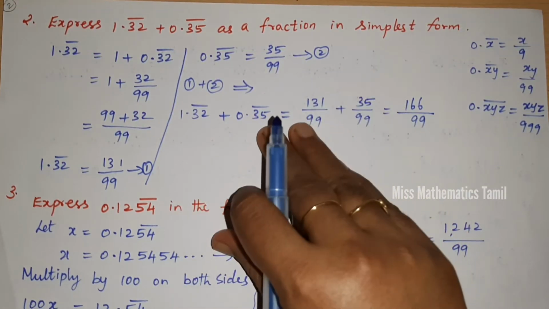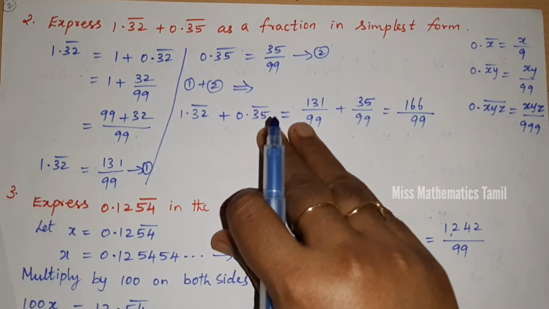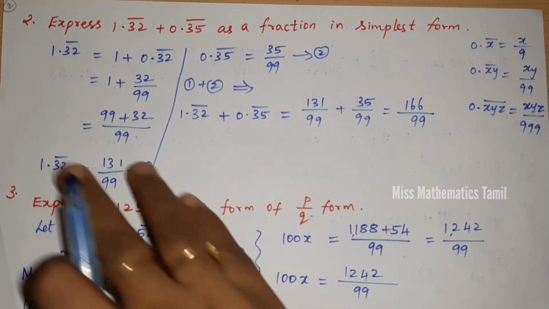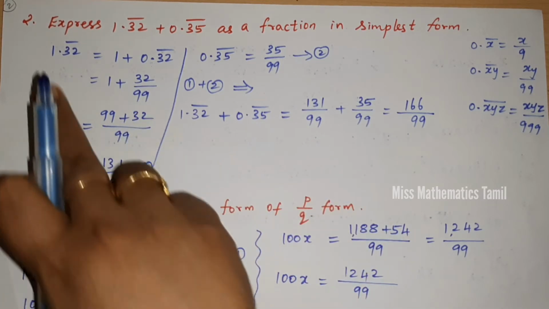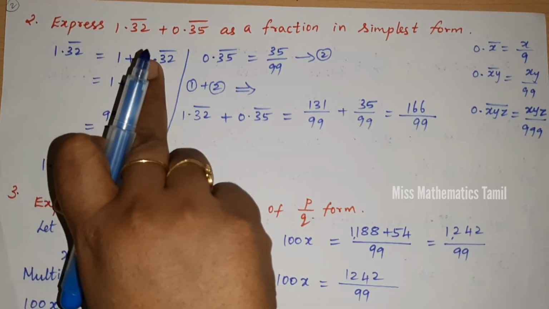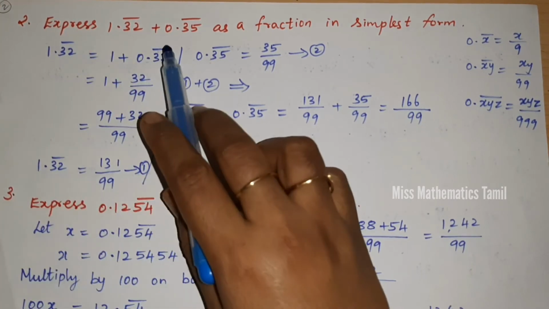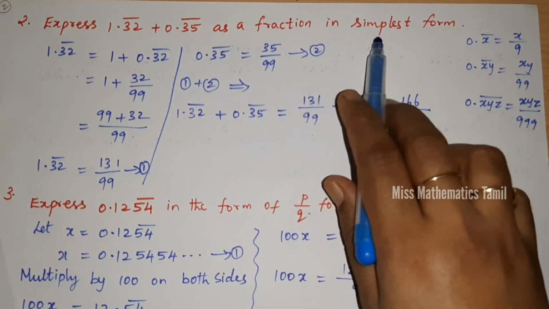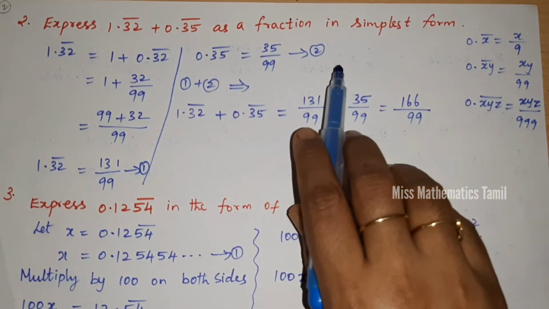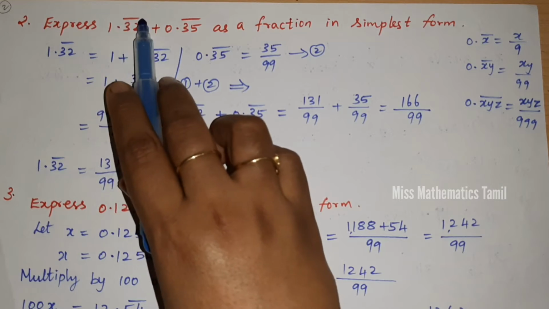In this video, we are going to discuss the assignment paper from number system. First question we will discuss later. Second question: express 1.32 bar plus 0.35 bar as a fraction in simplest form. Here, what does bar mean?